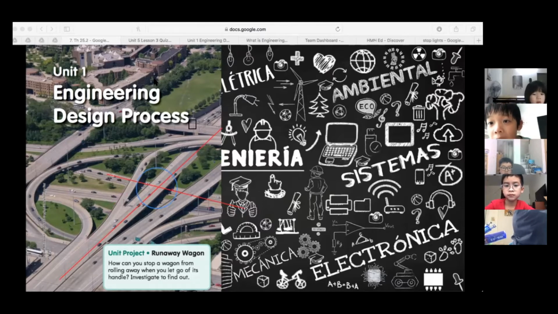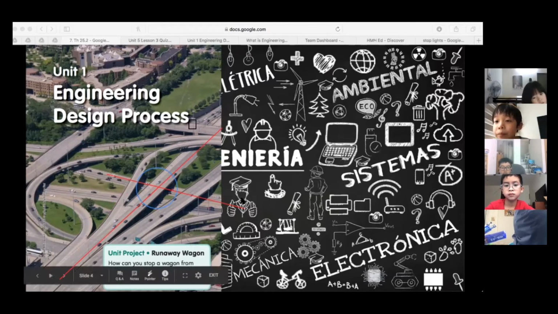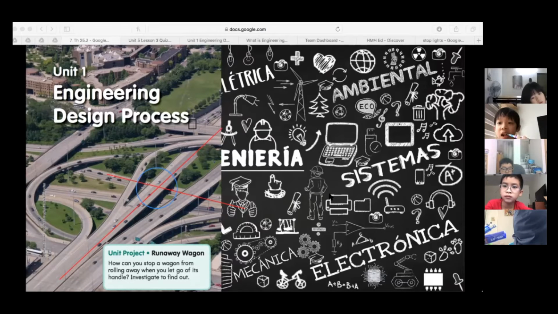What did they do instead? There's no traffic light here. What did they do instead? Who can describe this to me? Instead of a traffic light, what did they do? Moon? They make two lines, so not like a plus.